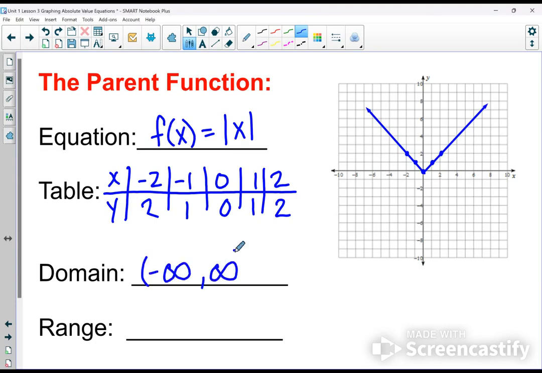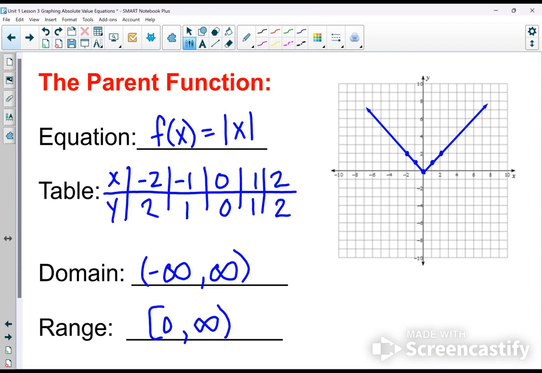The nice thing about absolute value functions is all of their domains, no matter the transformations, will be -infinity to infinity. Our range is from 0 to infinity. That might change depending on what transformations you're working with on your graph.